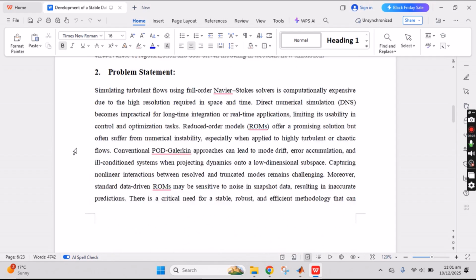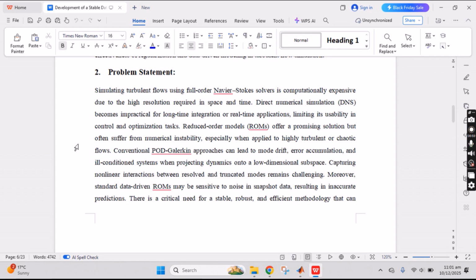Okay, so here's the problem statement. The Navier-Stokes solver is computationally expensive due to the high resolution required in space and time. So direct numerical simulation becomes impractical for long-time integration or real-time applications, limiting its use in control and optimization tasks as well.